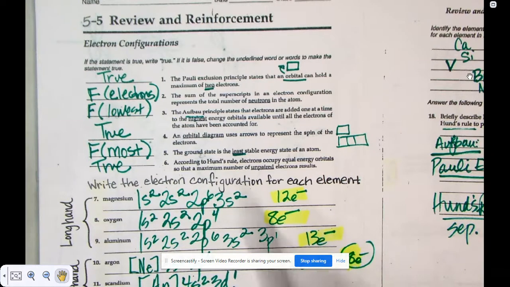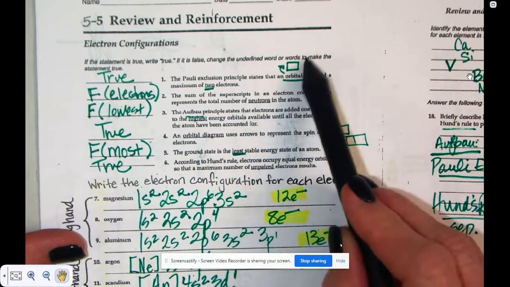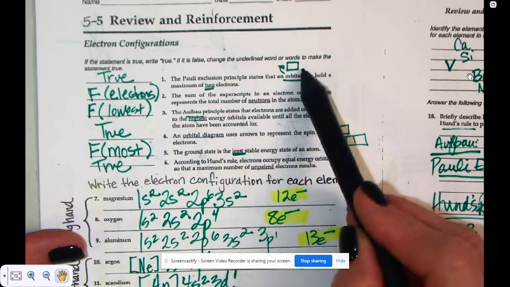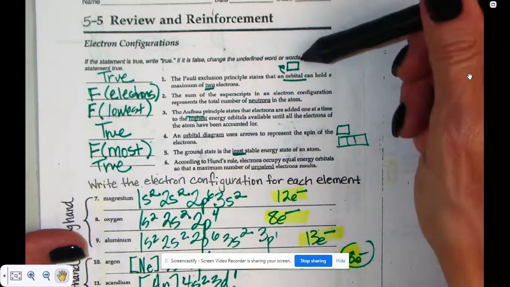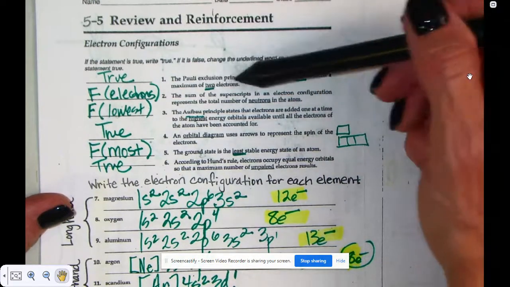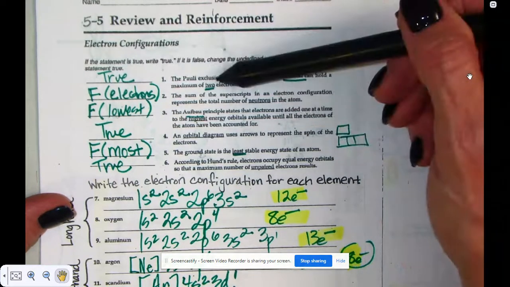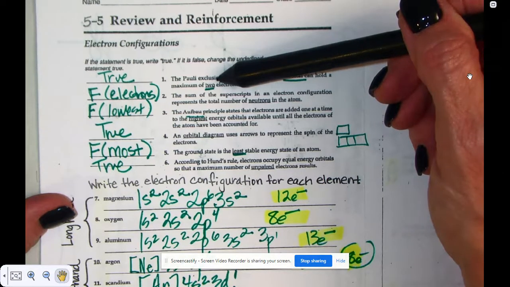Number 1 said the Pauli exclusion principle states that an orbital, remember an orbital, we represent that with the boxes, I call them the mailboxes, but this is like an s orbital. The orbital can hold a maximum of blank electrons, 2 electrons, and 2 is the word that's underlined, and that is true. Remember, if the underlined word is incorrect, you want to fix it and make this statement a true statement, but that was true.